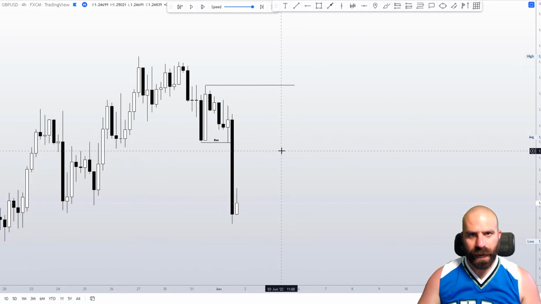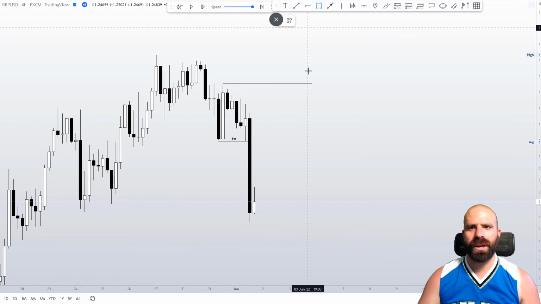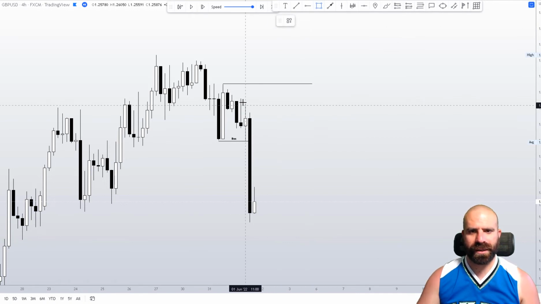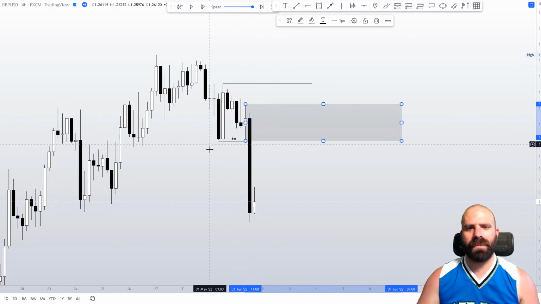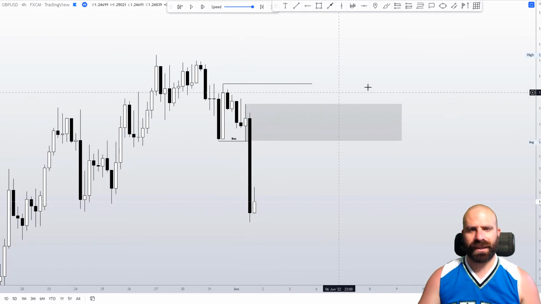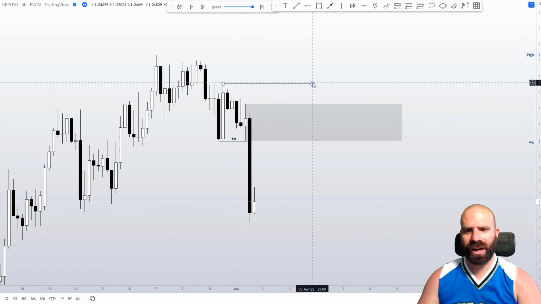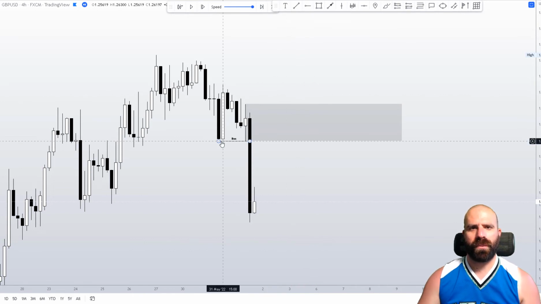Once we have a break of structure, we will highlight the most recent order block. On this occasion, the most recent order block is this candlestick right here. This bullish candlestick is the last bullish candlestick before we broke this structure that you see right here. Again, this is on the 4-hour chart. I will go ahead and delete this line because we broke structure from the downside.